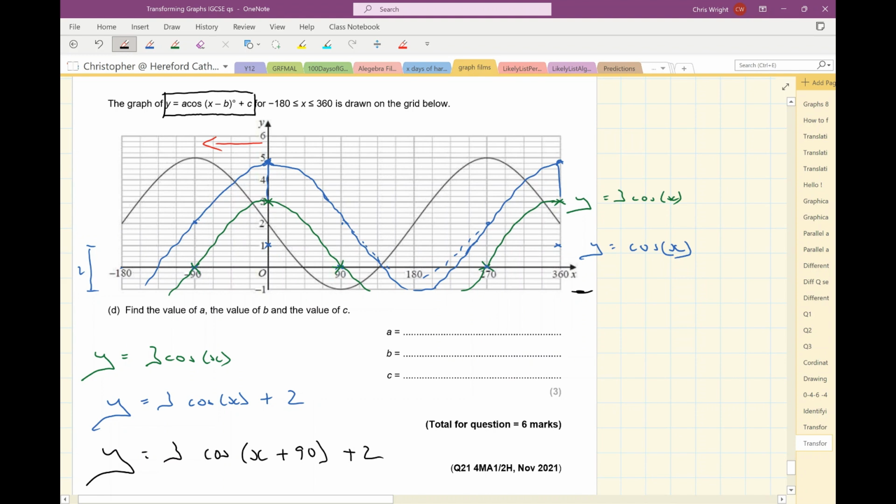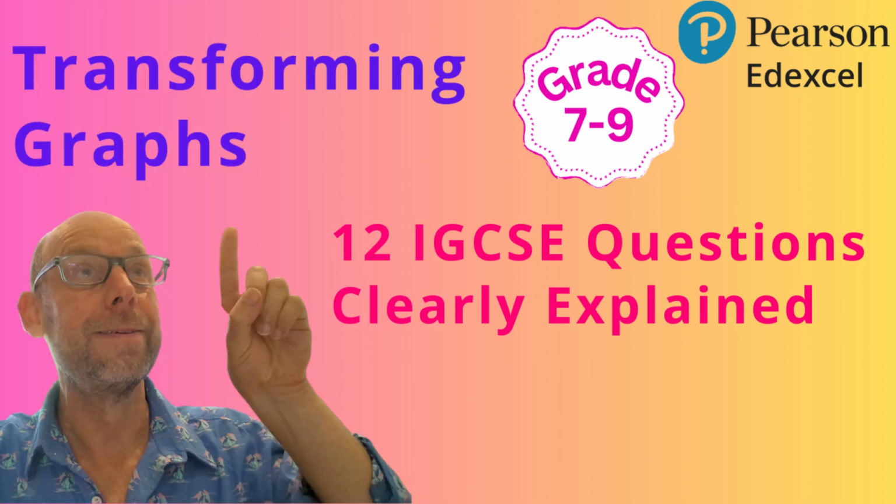So my value of a is 3. The value of b, do you notice how it says minus b here? So my value of b is going to be minus 90, and my value of c is going to be 2.